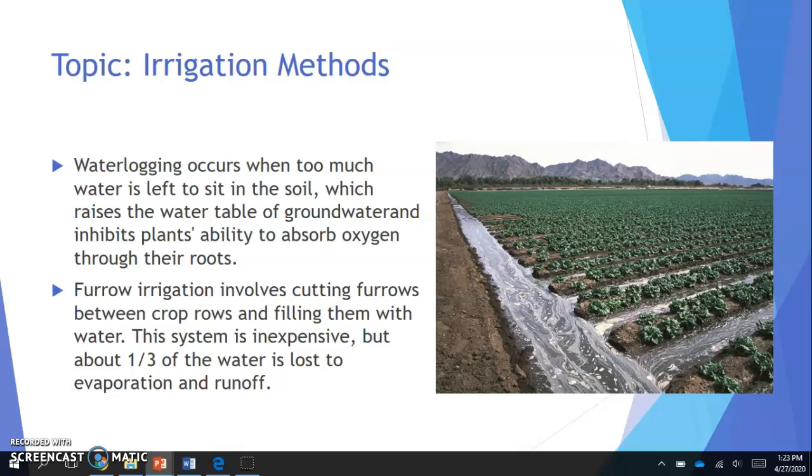Another thing that you guys need to be aware of is something called waterlogging, and that occurs when too much water is left to sit in the soil, which then raises the water table or groundwater and inhibits plants' ability to absorb oxygen through their roots.